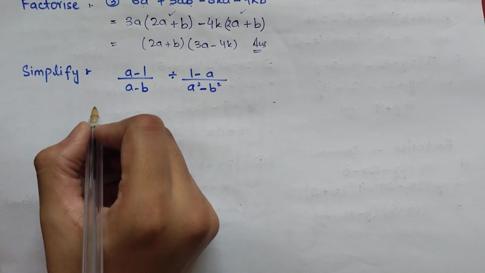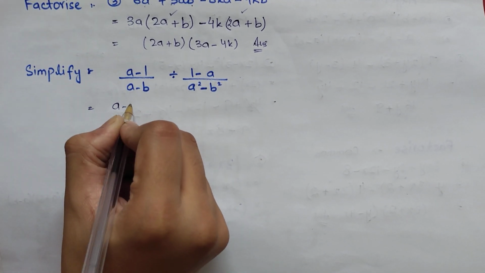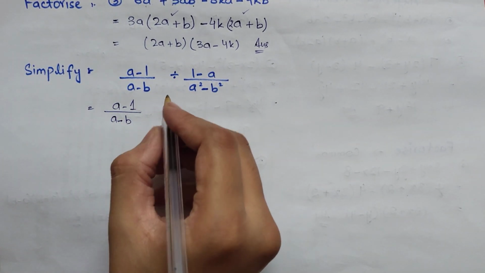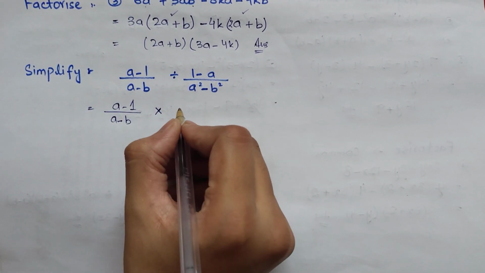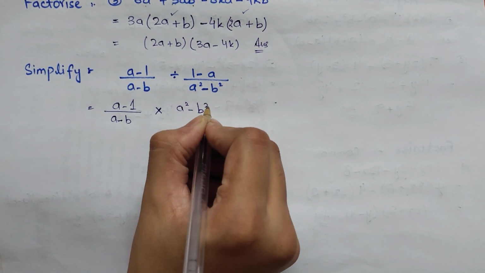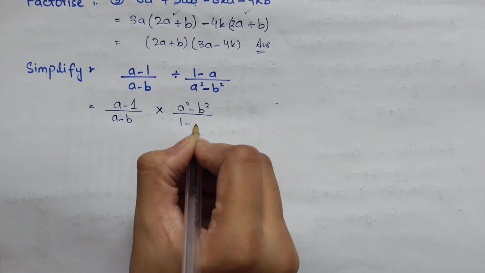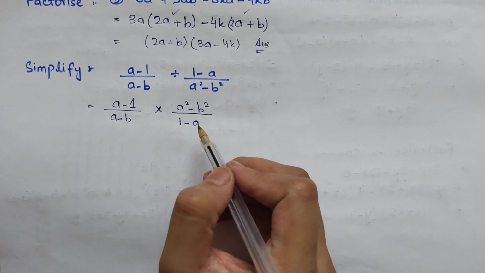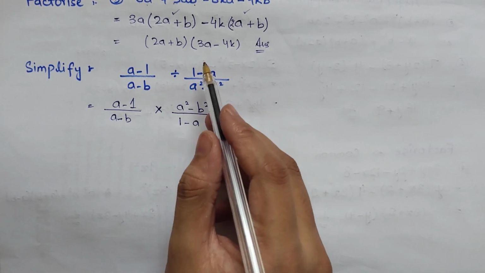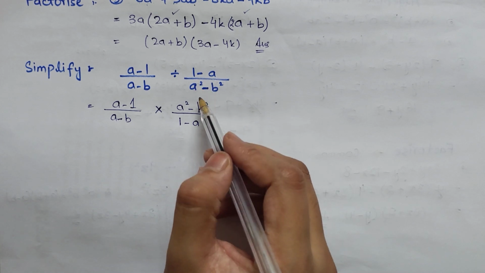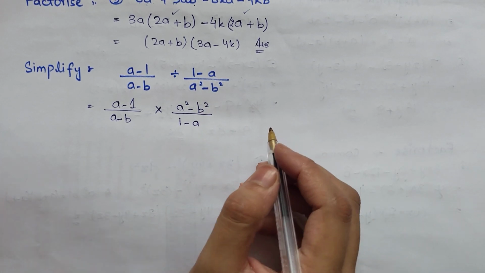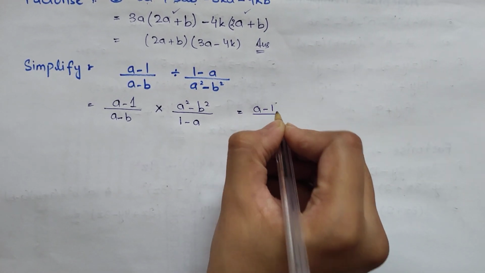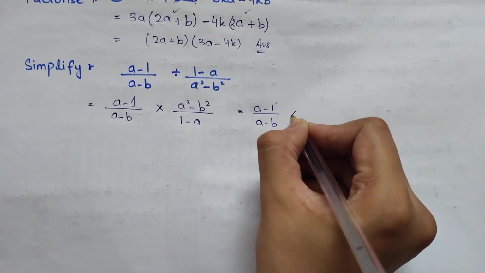You just have to simplify it. What we will see, it is a minus 1 over a minus b. Here it's a division symbol, we change it into multiplication because we have to do some cutting. In the multiplication, when you change the symbol, you also have to invert. The denominator becomes the numerator and the numerator becomes the denominator. Always remember.